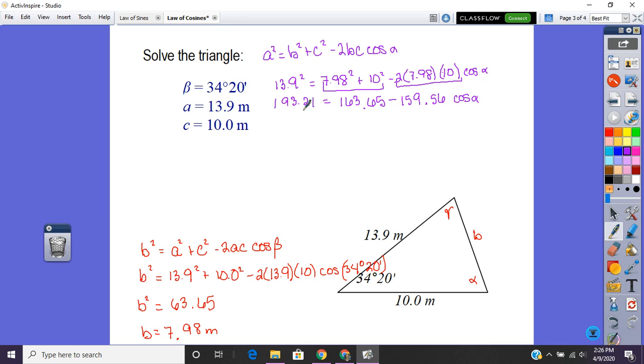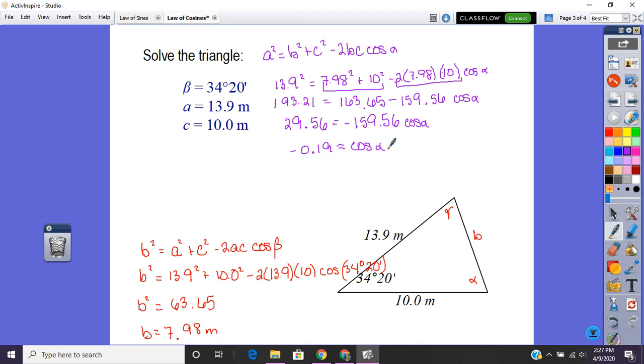Well, the first thing I would do is subtract this 163.65. So I'm going to do 193.21 minus, and I still have that value exact in my calculator, I can go back up and grab that. So I will have 29.56 here. This is going to equal a negative 159.56 cosine alpha. So now I'm going to divide by that negative 159.56. When I do that, I get a negative 0.19 approximately for my cosine alpha.